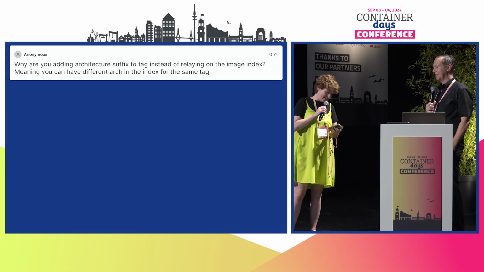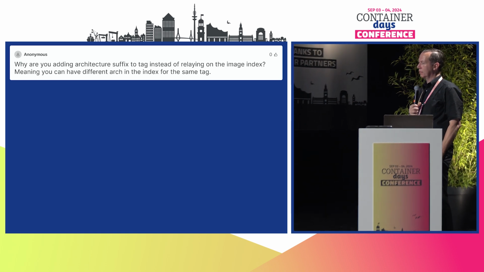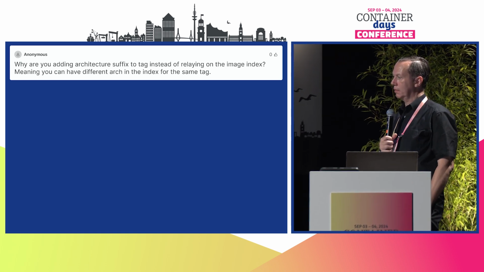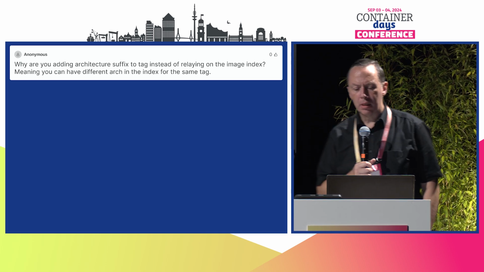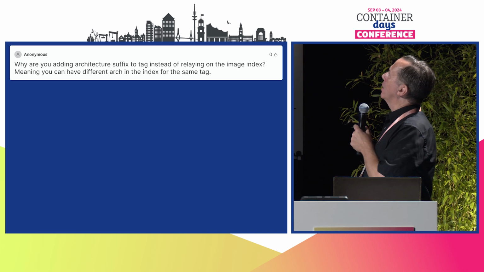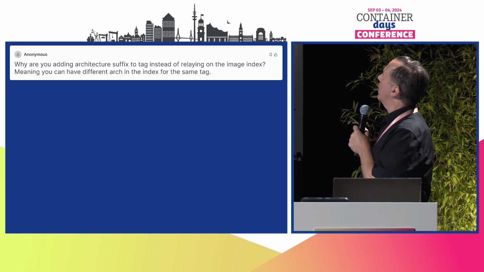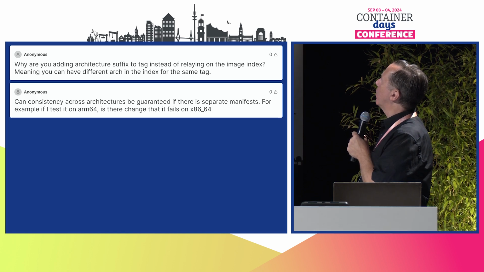All right, let's see. Okay, first question in: why are you adding an architecture suffix to the tag instead of relying on the image index, meaning you can have different architectures in the index for the same tag? Could you please repeat it? It's also up there, if that helps.